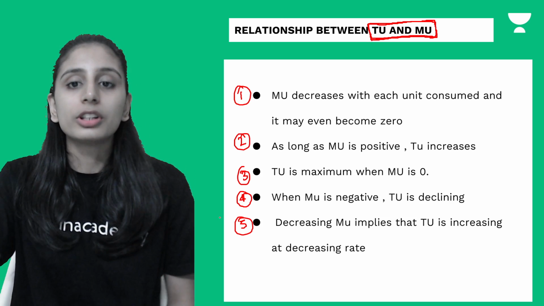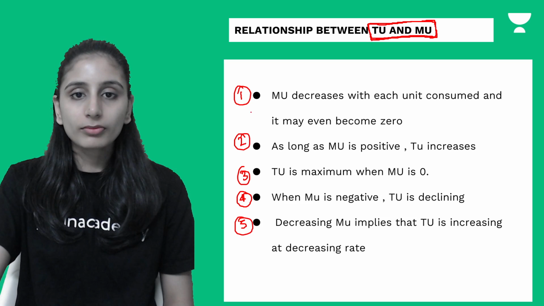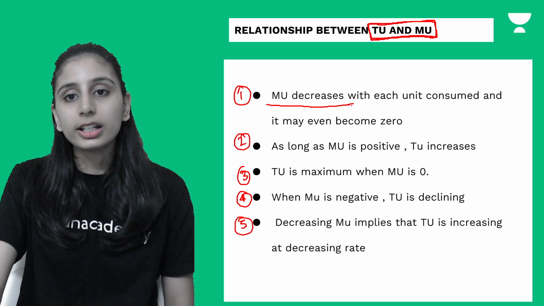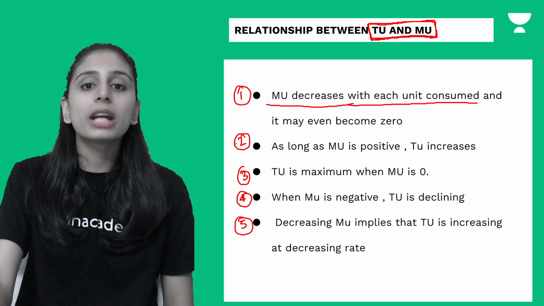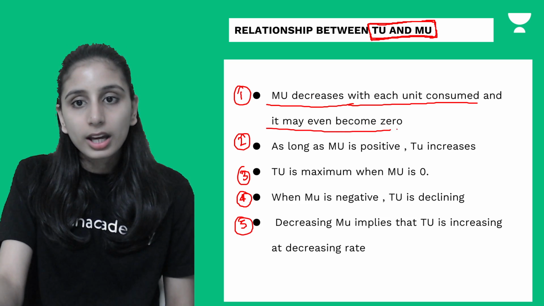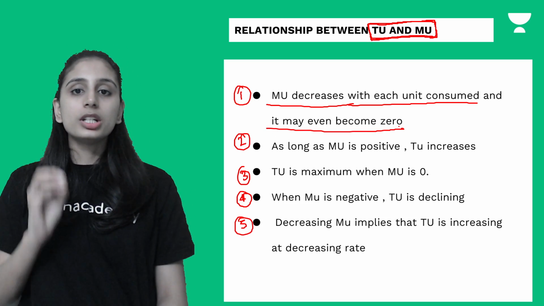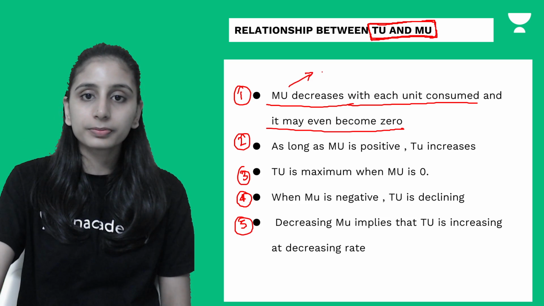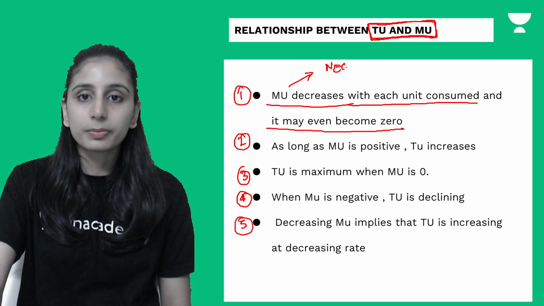Okay, so let's start with the first statement, which is MU decreases, which is marginal utility decreases with each unit consumed, and it may even become zero. It says that the marginal utility decreases, or in other words, it has a negative slope. It has a negative slope.